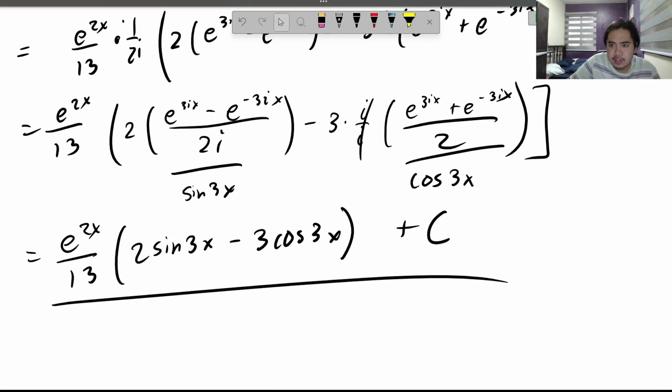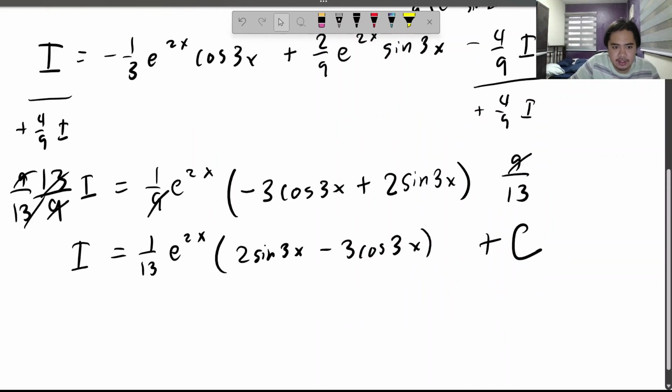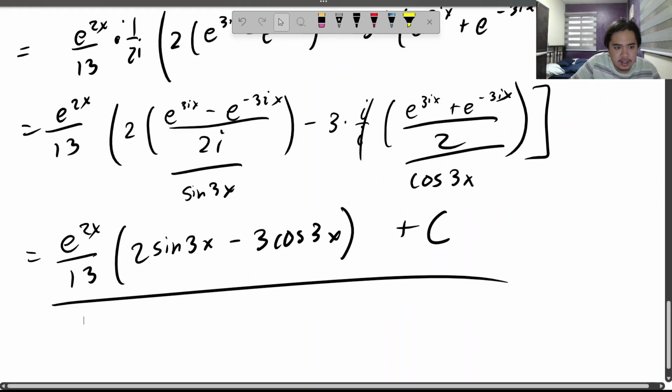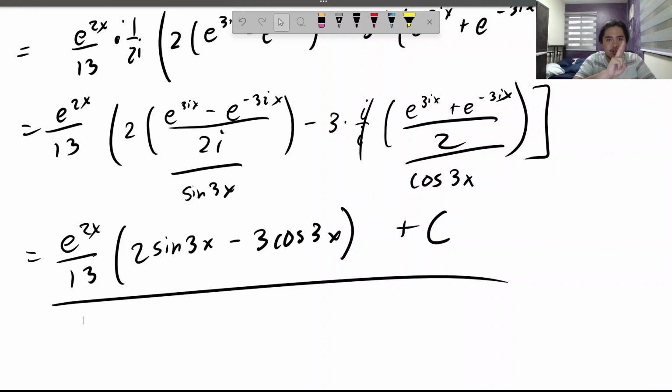Let's compare it to the original answer. e to the 2x over 13 times (2 sine 3x minus 3 cosine 3x). Here is e to the 2x over 13, (2 sine 3x minus 3 cosine 3x) plus c. So we're done. We've proven that this is the actual answer using two different methods: one normal DI method and the other using the complex form. So that's amazing. It's just so amazing, man. That's all for now. I'll see you later.